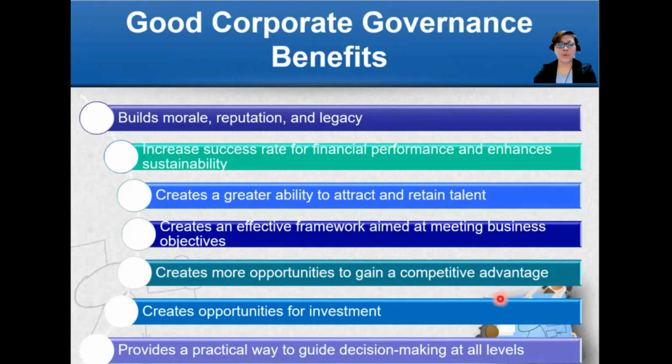Next one is creates more opportunities to gain a competitive advantage. Okay, so every industry is either constantly evolving or has the potential to evolve at a certain point. Adapting a good governance in creating an environment where its practices can be sustained is vital to ensuring that your organization is adaptable to change, thus providing a greater competitive advantage and chance at survival.